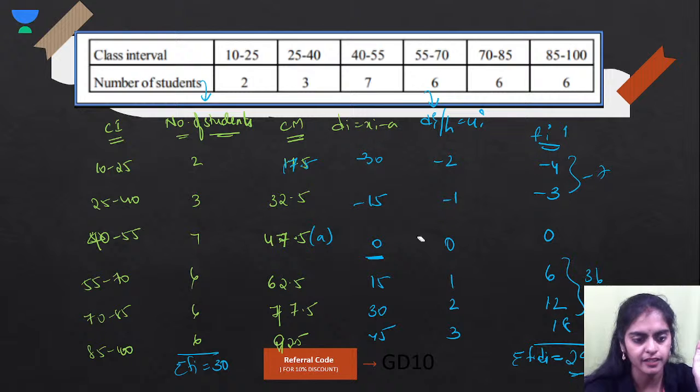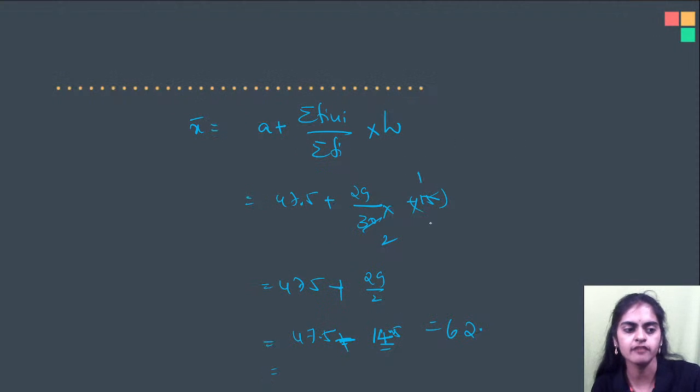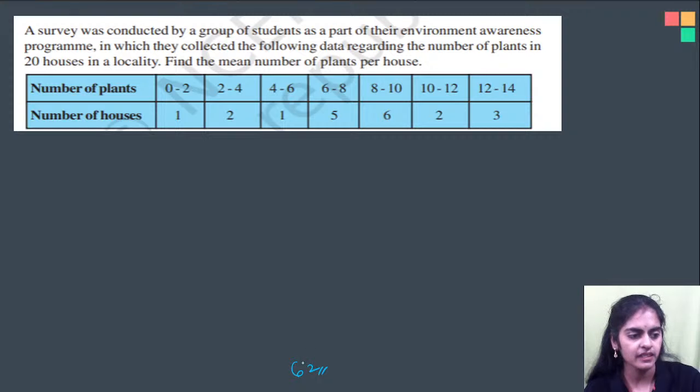This is actually FiUi, I'm so sorry. This is FiUi. FiUi is even more easier. Yes or no? And then you substitute in the formula. Okay, so you are getting it as 62. And people, this one question you will take it as homework. It's called DIY question. So you will do it as homework and answer.